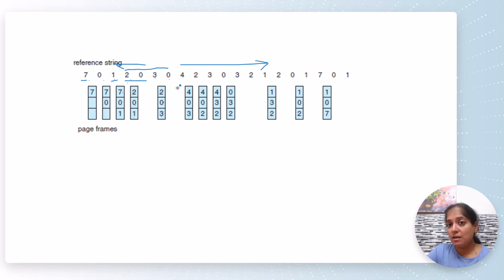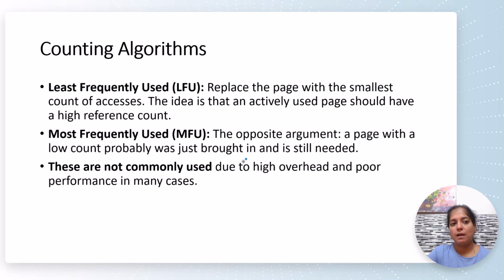So 4 will be replaced with 2 and so on. If you check the number of page faults, it is 1, 2, 3, 4, 5, 6, 7, 8, 9, 10, 11, 12. So there are 12 page faults. We use some other algorithms also, that is counting algorithms, like least frequently used and most frequently used, but these are not commonly used algorithms due to the high overhead and poor performance.